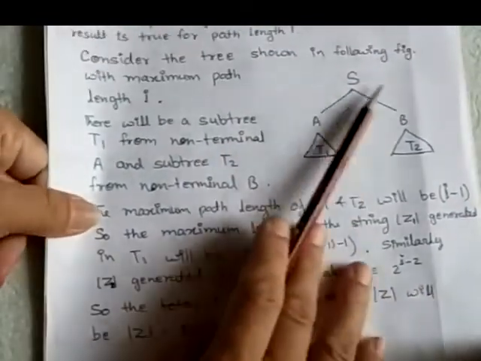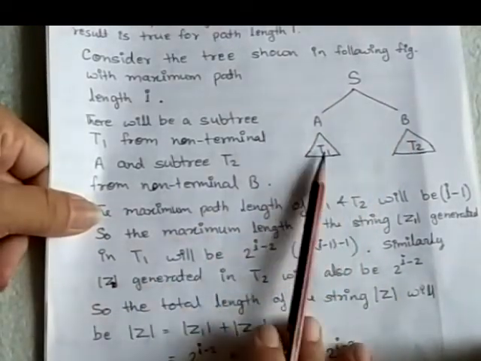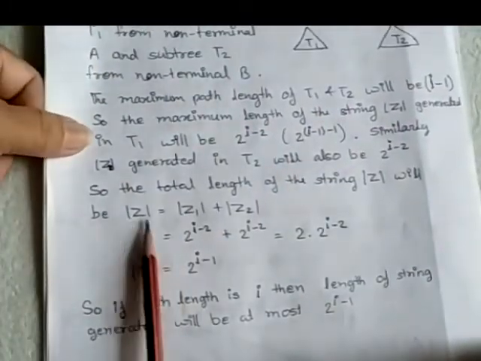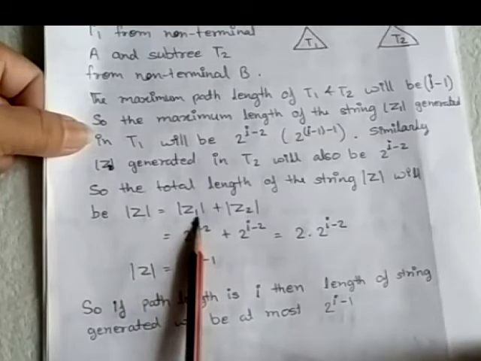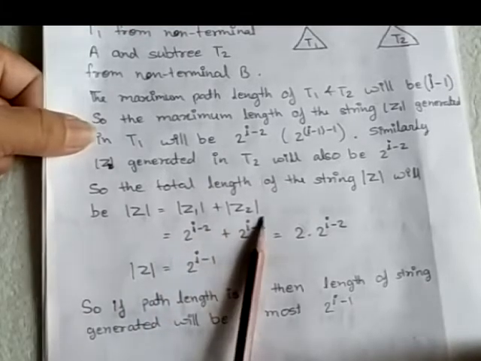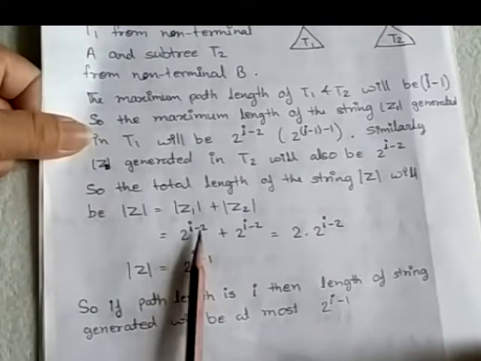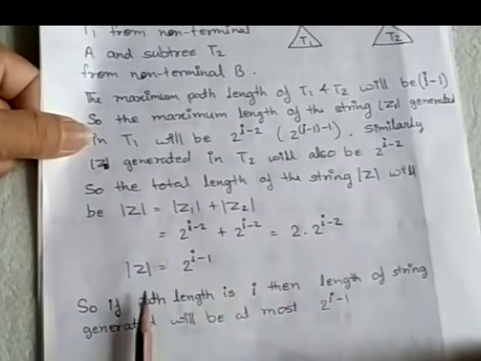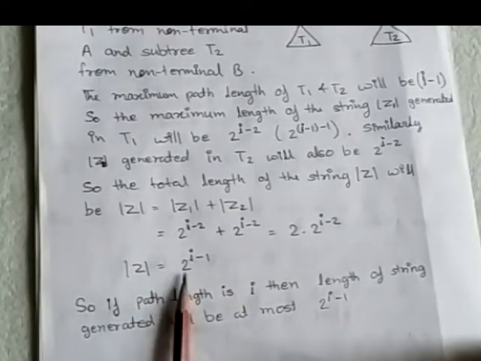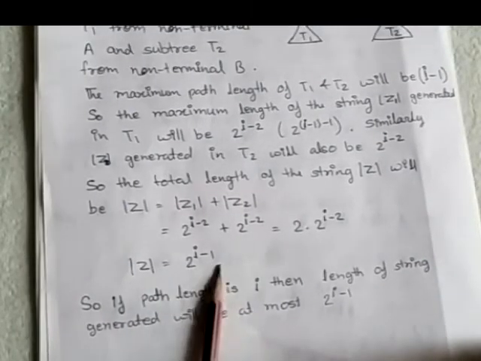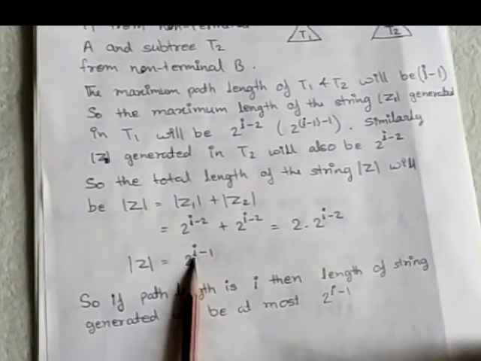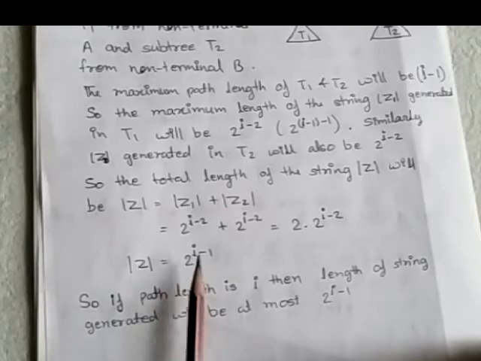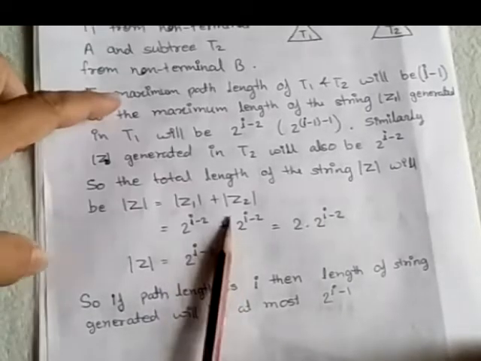So the total length generated by this tree will be, length of Z will be length of Z1 plus length of Z2. So it will become 2 raised to the power I minus 2 plus 2 raised to the power I minus 2. It will be 2 into 2 raised to the power I minus 2. Then the length of Z will be 2 raised to the power I minus 1. Hence proved that if we have depth I, then the length of the string generated will be 2 raised to the power I minus 1. Okay.